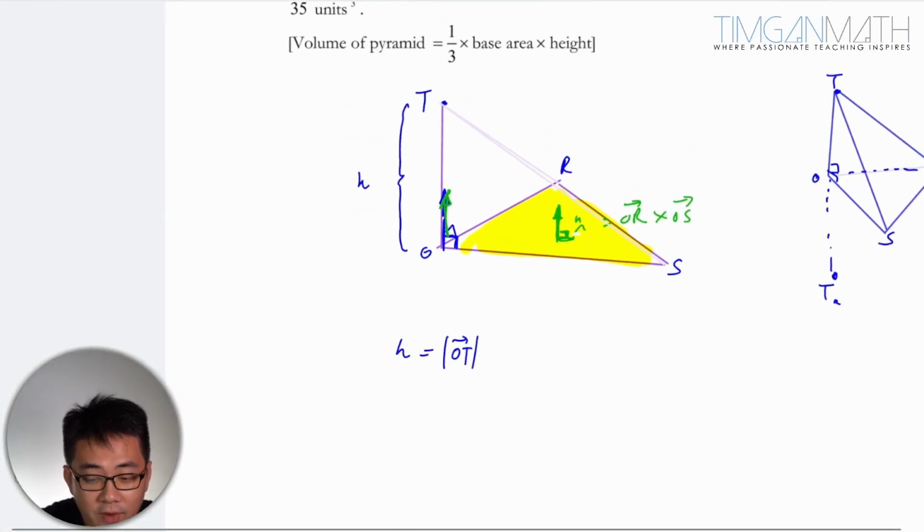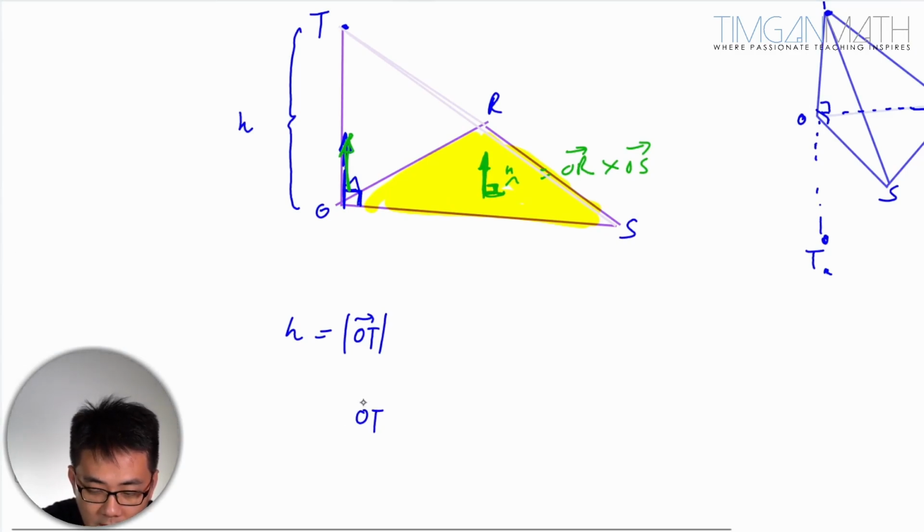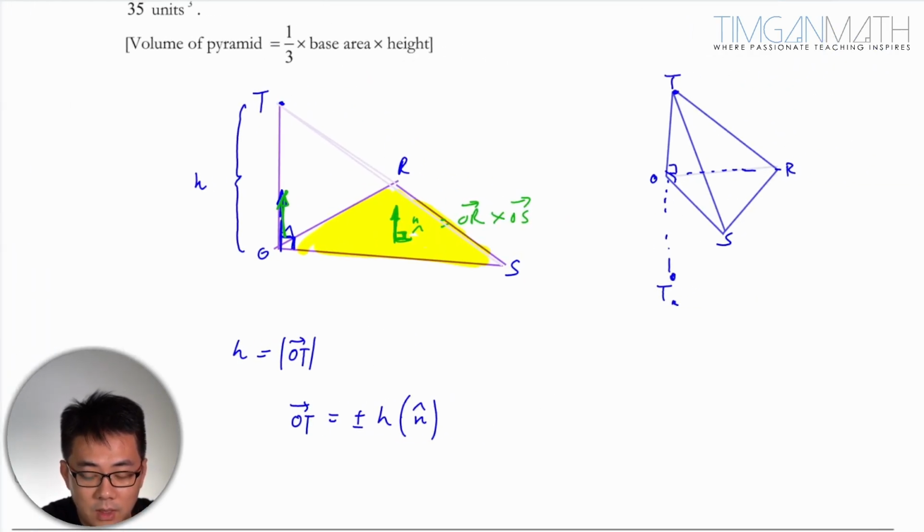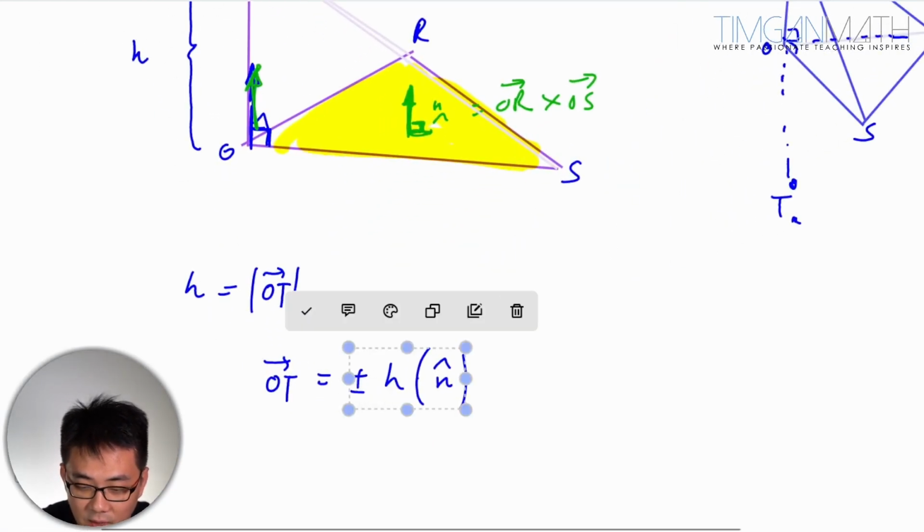Then if you want to find T, right? So OT, whatever units here, let's say I don't know what the height is. It will be plus minus the height multiplied with the unit vector. Because the number of height units, you multiply with the unit vector, is direct proportion. So that's how you get OT, plus minus. Finding the height shouldn't be too bad, right?